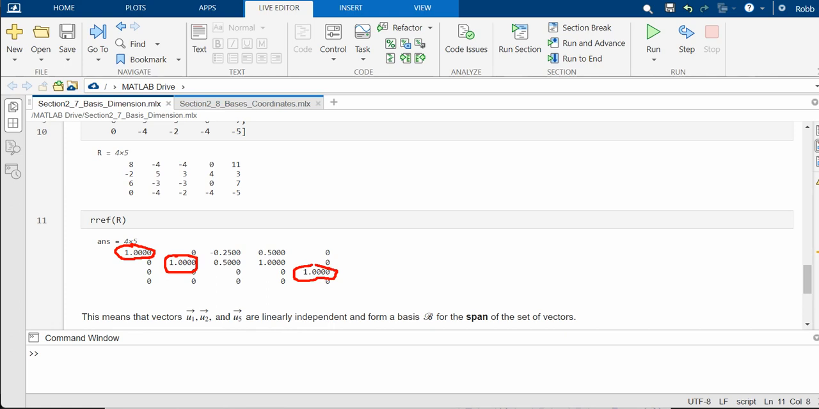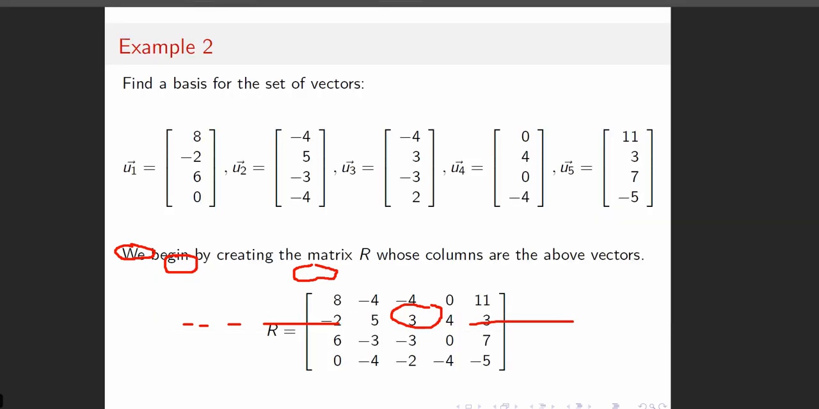And what does this mean? This means that where the pivots are, those vectors in the original vectors, u sub 1, u sub 2, and u sub 5, are the ones that are linearly independent. And so those are the ones that span the set of vectors, and so that's the basis: the original vectors u sub 1, u sub 2, and u sub 5. Sorry, get rid of the ink.